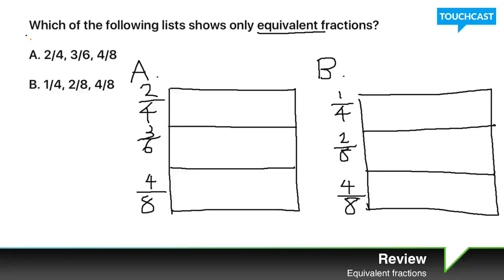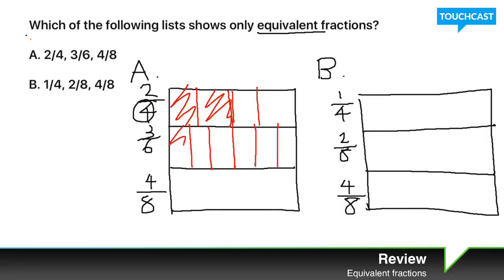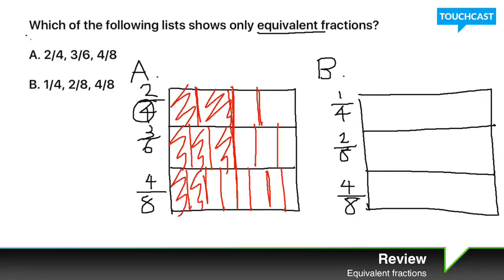Once you're done, go ahead and pause this video and solve the problem. Which one of the following lists shows only equivalent fractions? Good luck. Alright, let's start at A, 2/4. Let me do A in red. Okay, split it in half, split each half in half. Boom, boom. 3/6. Copy that halfway mark. Split each half into thirds. 1, 2, 3. For 4/8, copy that half. Copy that fourth. Copy that fourth. And split each piece in half. Boom, boom. 1, 2, 3, 4.